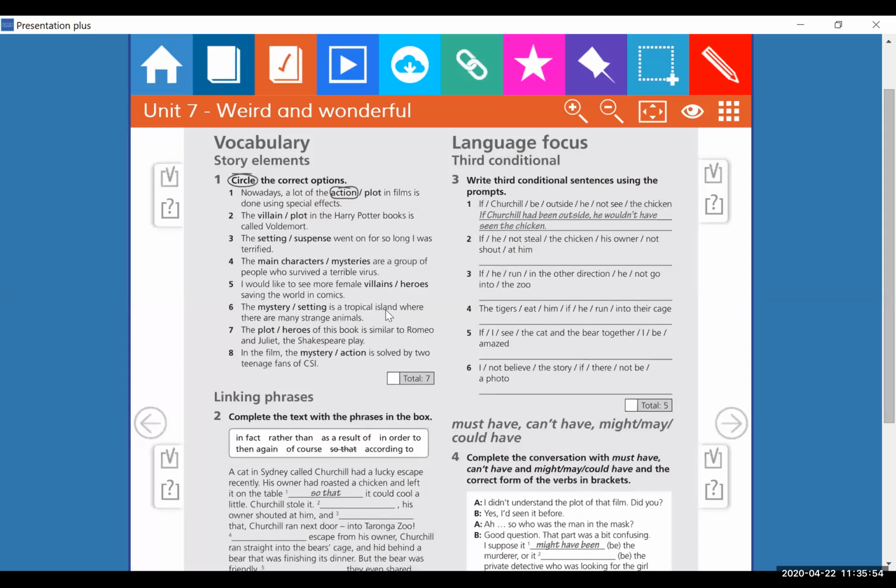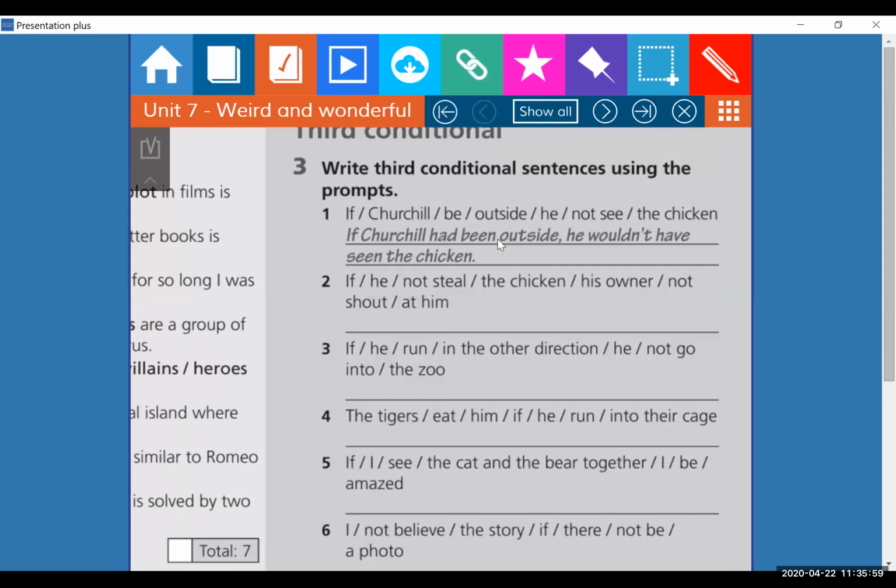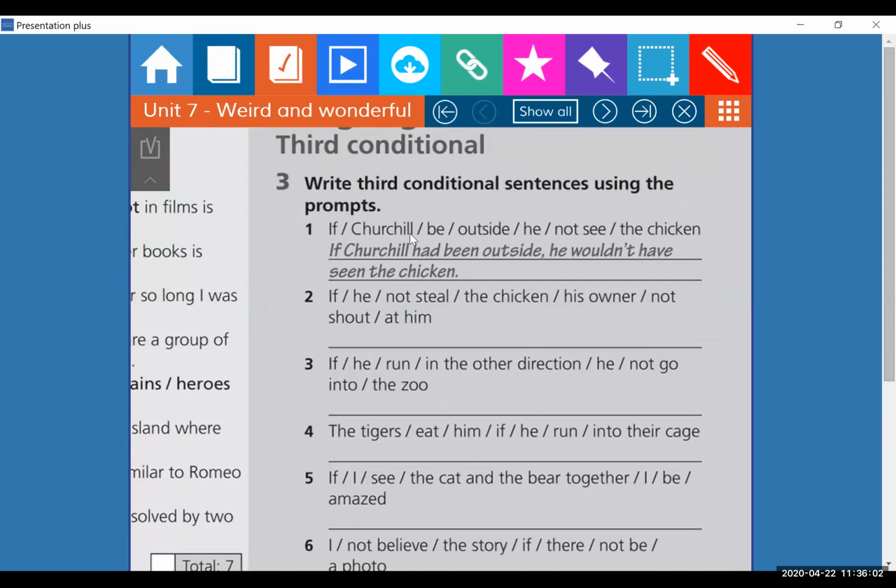This is all. So guys, we are skipping the second one because we didn't study. And the third one is about the third conditional. Remember the third conditional? In the if clause part, there was had plus verb 3. In the main clause part, which is separated by a comma, there was would have plus verb 3. If Churchill had been outside, and we understand that Churchill wasn't outside, he wouldn't have seen the chicken. It means he saw the chicken.